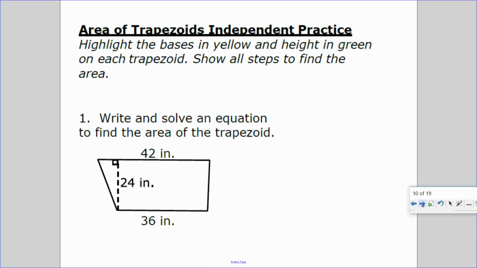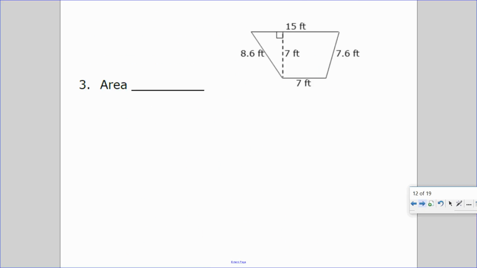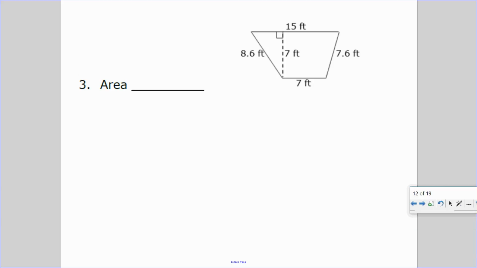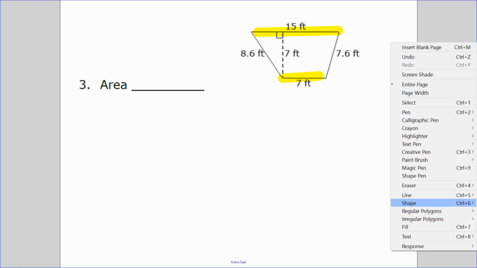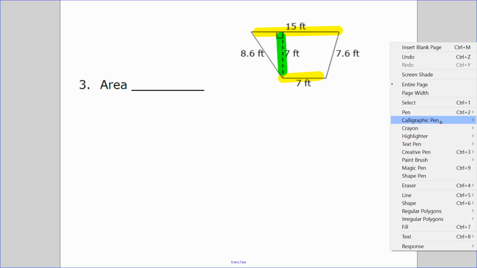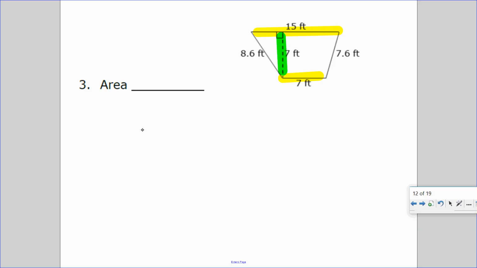So there are more examples too. So let's look at this example. In this example, we're going to highlight the two bases, this one and this one, in yellow. We're going to highlight the height in green, which is this one. Now, using the formula, can we solve this? It is 1/2 base 1 plus base 2 times height.